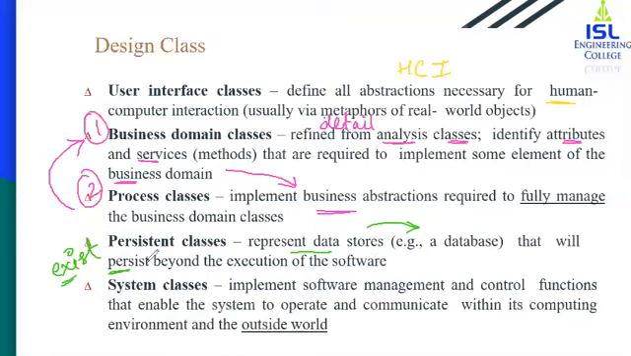That is persistent classes. The next one is system classes. What are system classes? They implement the software management, how you're going to manage the software and how you're going to control the different functions of the software. Now these two things are going to be used so that you can identify how you're going to operate the system and how you're going to communicate with the environment. What is your environment? Environment is the outside world. So these are the different design classes, 5 different design classes. With this, we have completed 9 different concepts of design class.